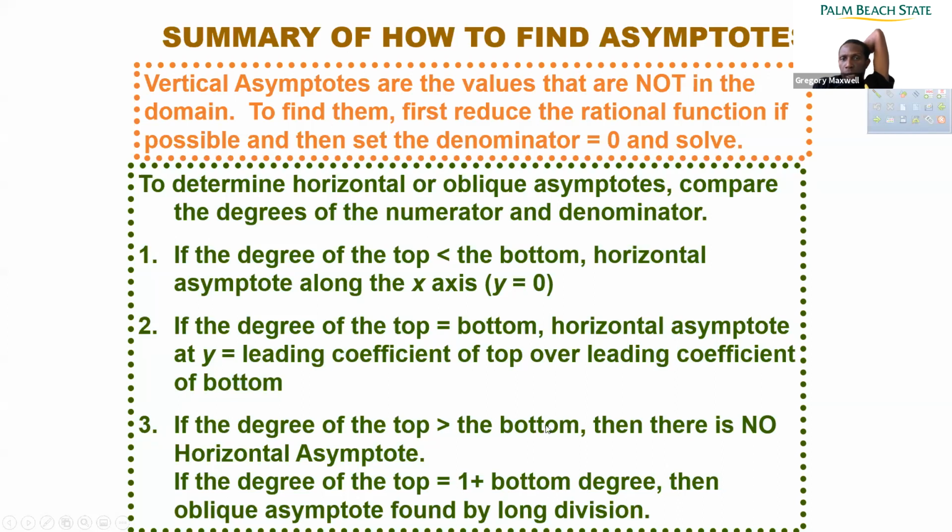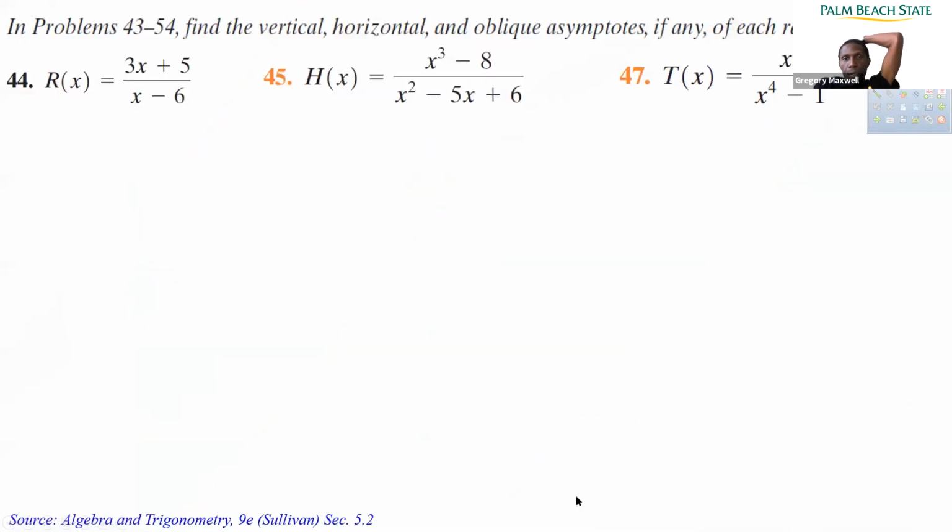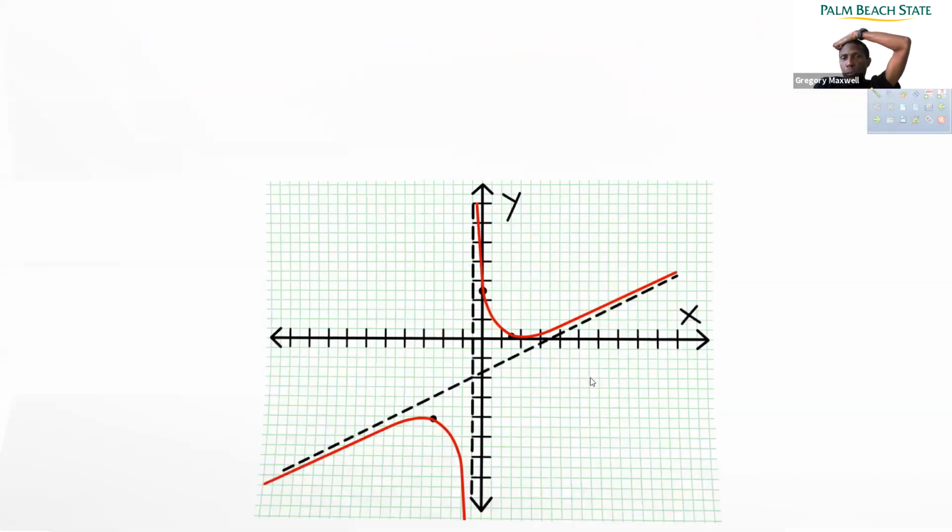horizontal asymptote. If there is a horizontal asymptote, then there is no oblique asymptote. If there's no horizontal asymptote, there may be an oblique asymptote if the degree of the top is 1 more than the degree of the bottom. And these examples are done in the video.